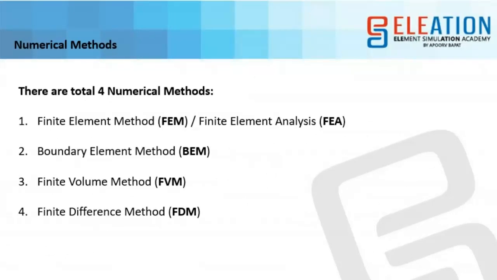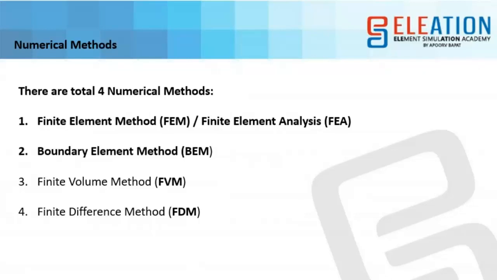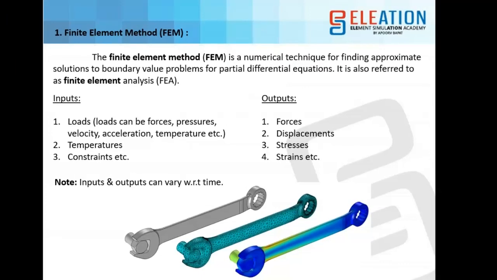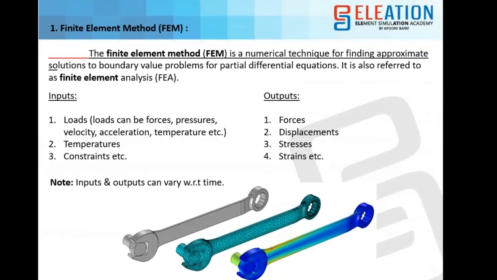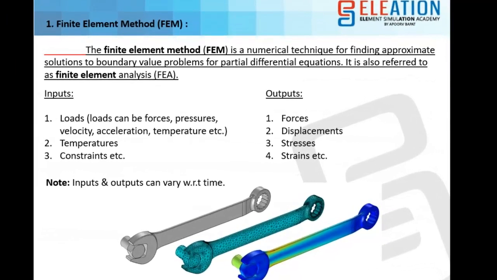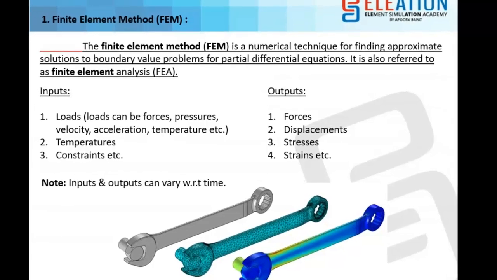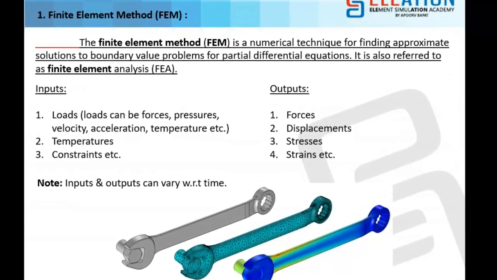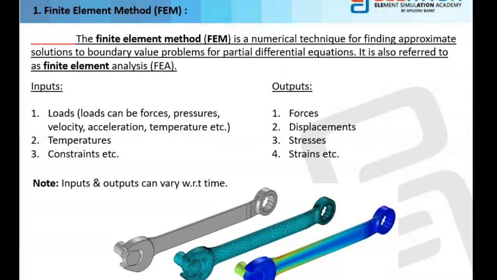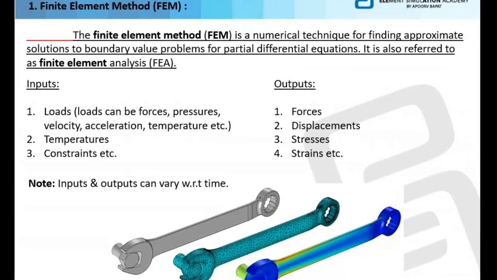Now let's see what are the different numerical methods available. So there are total 4 numerical methods available: finite element method, boundary element method, finite volume method, finite difference method. Let's see them one by one. So finite element method is a numerical technique for finding approximate solutions to boundary value problems for partial differential equation. It is also referred to as finite element analysis.